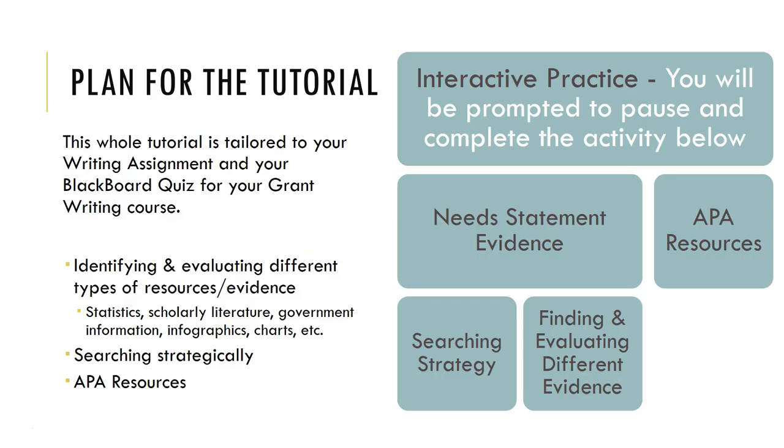This whole tutorial is tailored to your writing assignment and Blackboard quiz for your grant writing course. Now that you have found your organization, have gotten to know more about your organization and a grant to support their needs, it is time to find hard evidence. This tutorial will walk you through how to identify and evaluate different types of evidence and resources, as you will need a variety to complete your assignment. Next, we will discuss and practice where and how to search strategically for evidence. And lastly, I will provide you some APA resources for you to utilize as needed for your assignment, but we will not review APA style here.